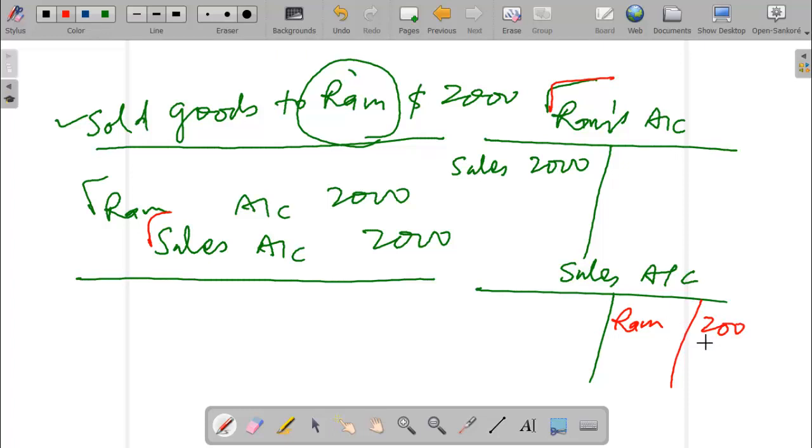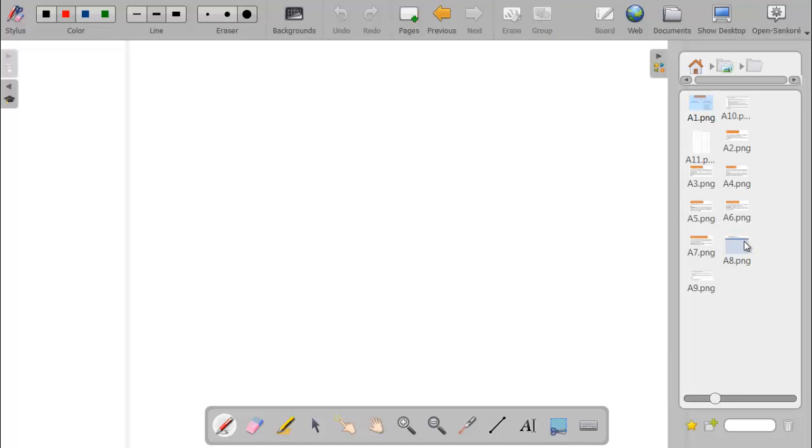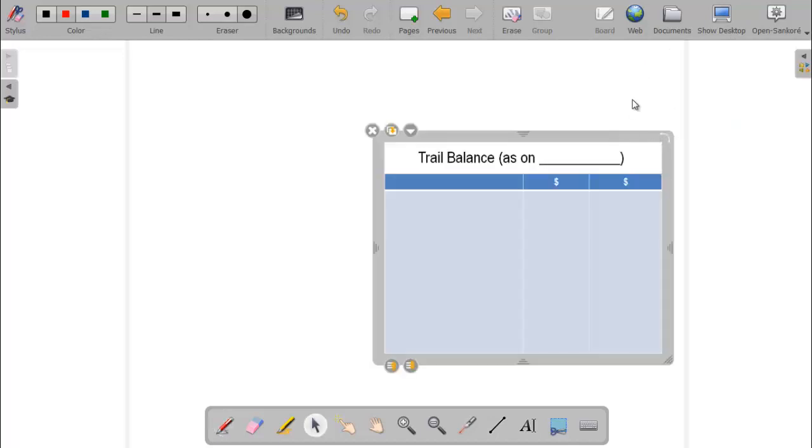So this is called a one-sided error. It means the debit side is correctly posted. Ram is the debit account and it is correctly posted, but in the credit account the entry is done with the wrong amount. So this is called a one-sided error. Now I am going to show you how this one-sided error will affect the total of trial balance. With the help of this ledger I will prepare the trial balance. The total of trial balance will not agree.